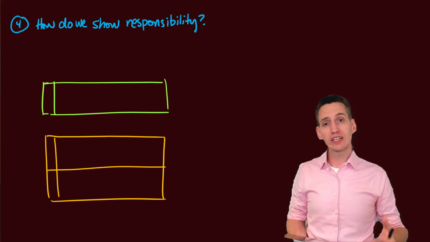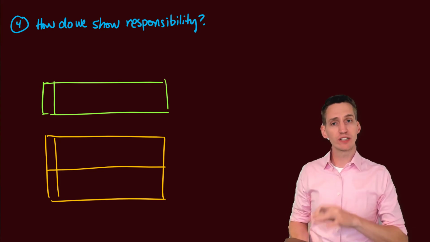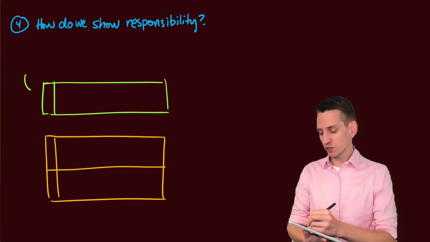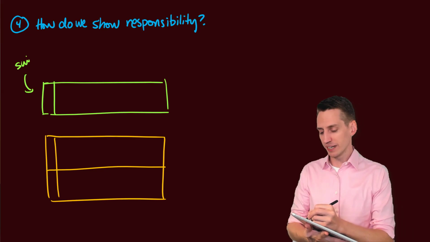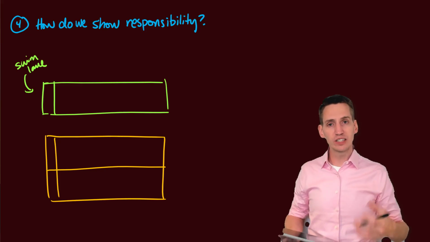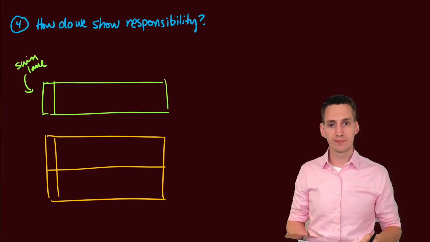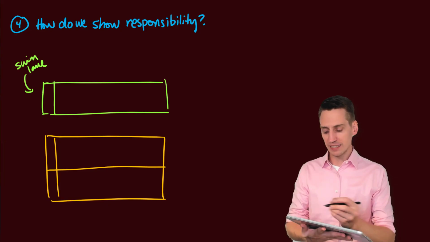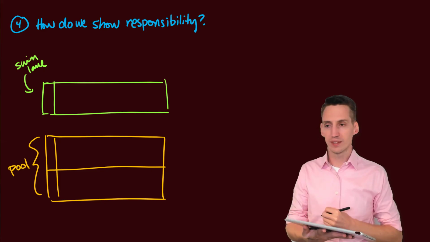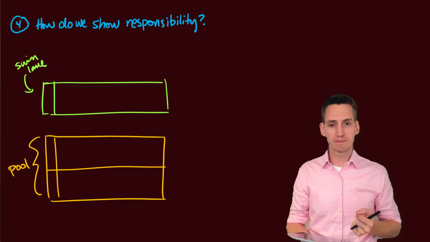In this video, we want to look at how we show responsibility with different types of flowcharts. For this, we have two new symbols. We have this first one here that we call a swim lane. A swim lane is going to contain all of the tasks that an employee is responsible for. If we have multiple swim lanes together, as we see down here, we call this a pool. So a pool can have multiple swim lanes.